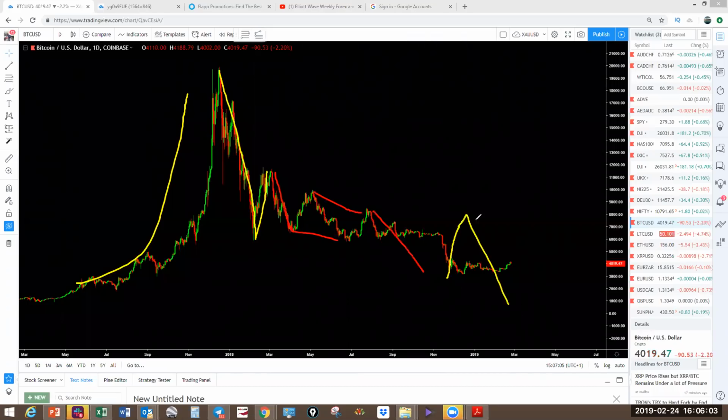So we're looking for this move, and then we'll be looking for this to then go from there. So the move that we are looking for to happen now is this one. It has not happened as yet. Okay, we're still looking here for continuation to the downside.